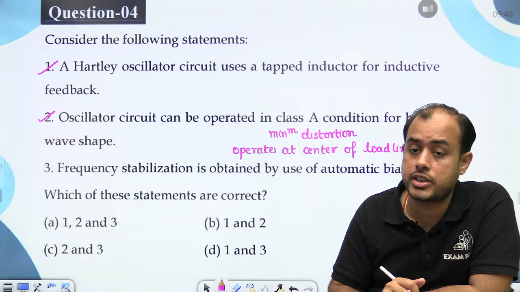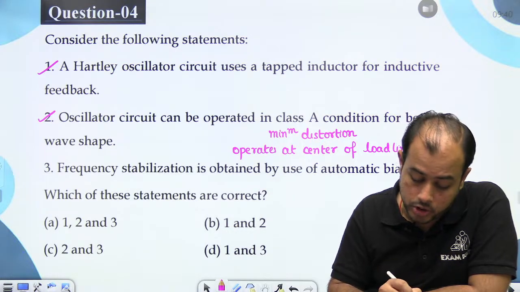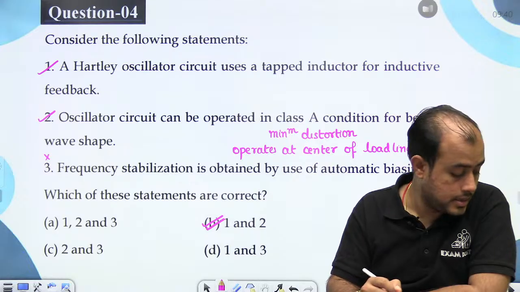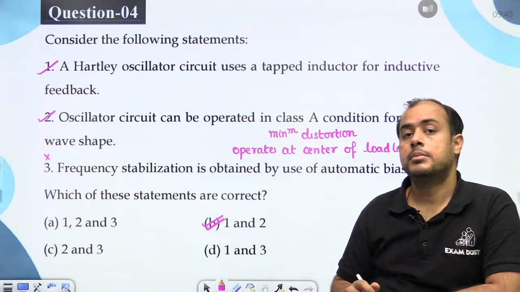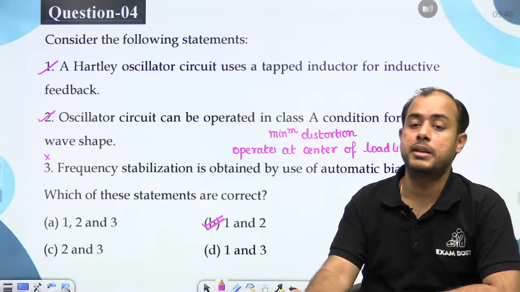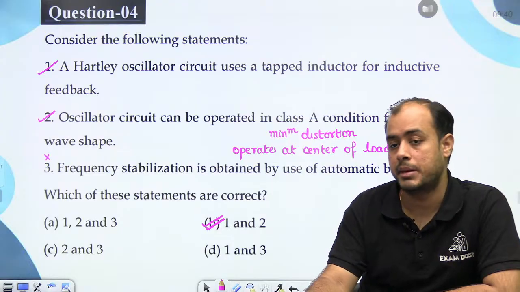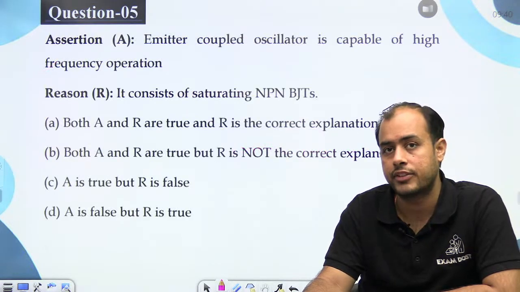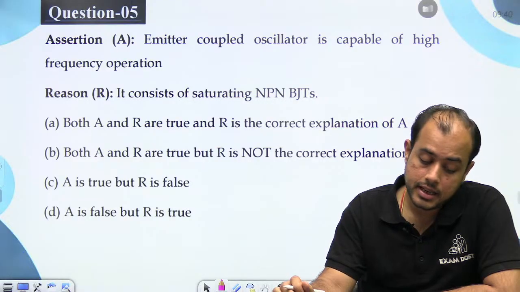Frequency stabilization is obtained with the help of automatic biasing. No. The answer is 1 and 2. Biasing does not give frequency stability, but it gives Q point stability. So Q point stability depends on biasing, not the frequency stability.